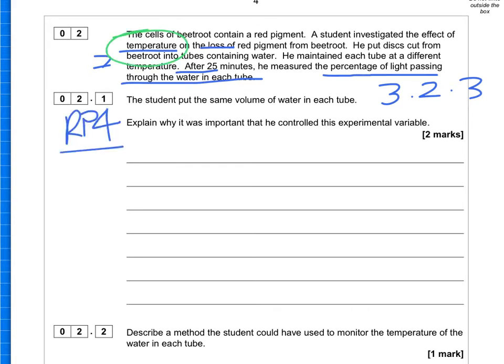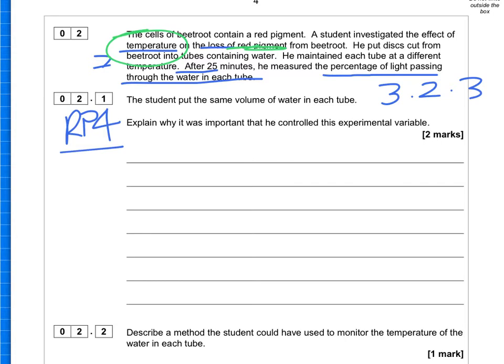So question 2.1, the student put the same volume of water in each tube. Explain why it was important that he controlled this experimental variable. Well, if you look at the stem of the question, which is my favourite pastime in these types of exam, you can see that you're looking at the effect of temperature on the loss of red pigment, the red pigment from the beetroot.